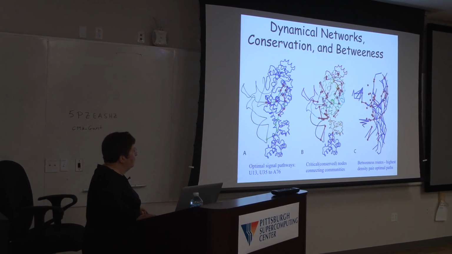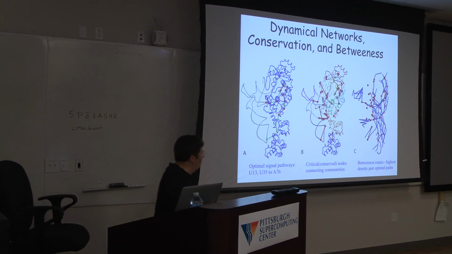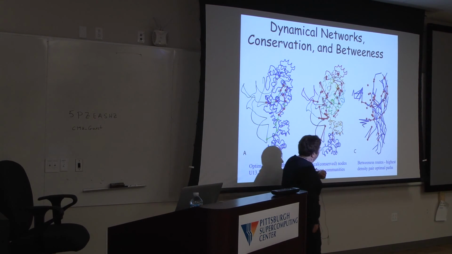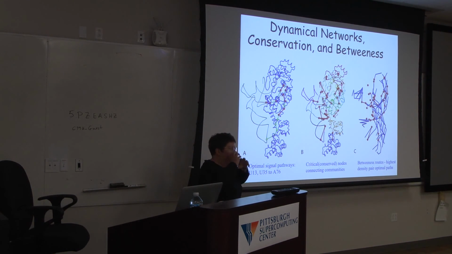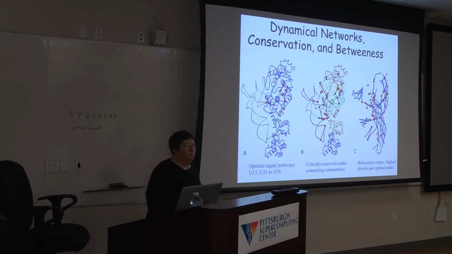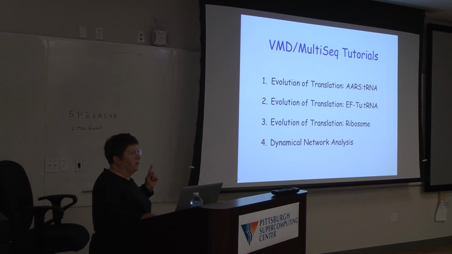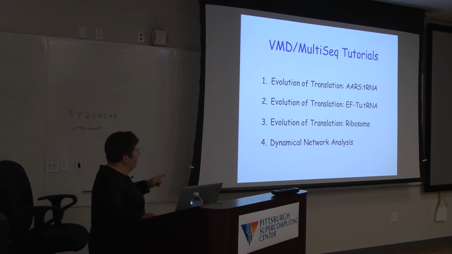So in the network, if you want to do the network tutorial, it does sort of the following things. It looks for optimal pathways. It looks for those critical nodes connecting different communities. And then it starts doing a highway analysis. What are the paths that are already used the most? And that's called betweenness. So you can get all of that out of there. So those are some of the tutorials that are around this Multi-Seq and a little bit of the dynamical analysis.